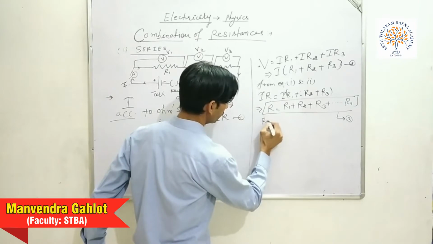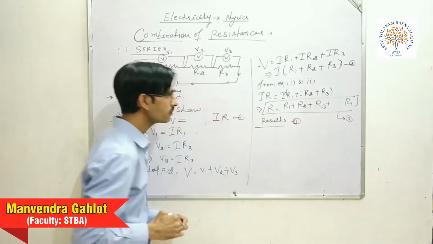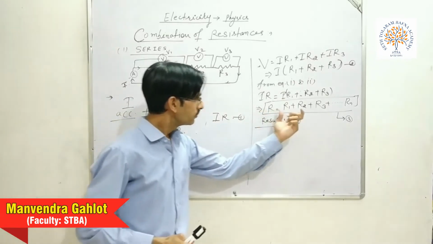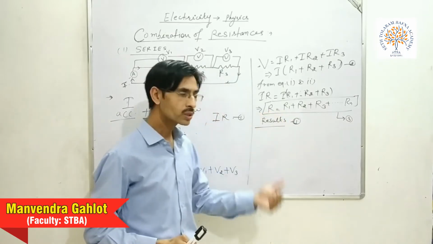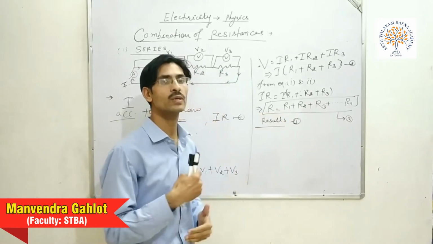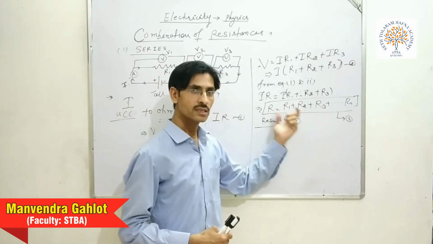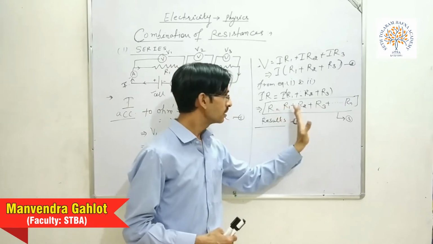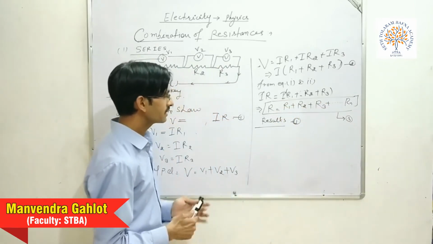So there are the following results. The first result: in series combination, we can find that the equivalent resistance or total resistance is equal to the sum of the individual resistors, such as R1 plus R2 plus R3. Good.